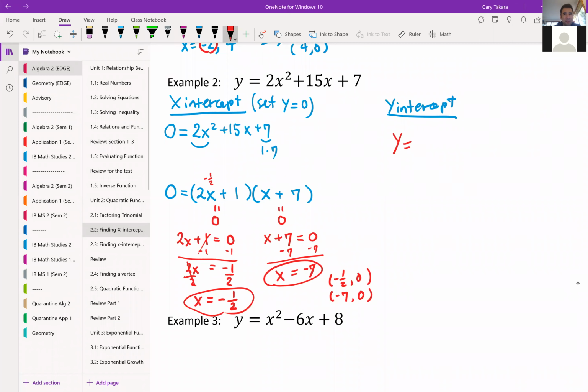For the y-intercept, you're going to set x to 0. So if you do that, now I'm writing this down because this is the second time in class, but you can just say y equals 7. Okay, that's enough. You don't have to show it to me. But this is what's happening: 2 times 0 squared plus 15 times 0 plus 7. And that becomes 0. 15 times 0 is 0. So you have y equals 7, which is (0, 7).